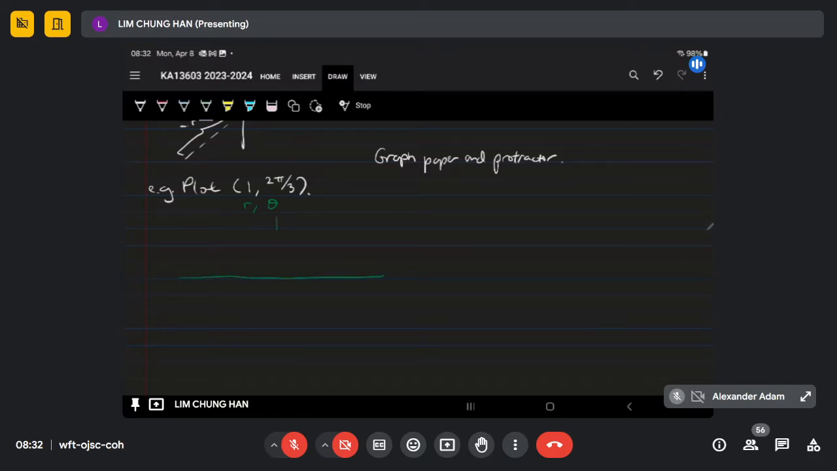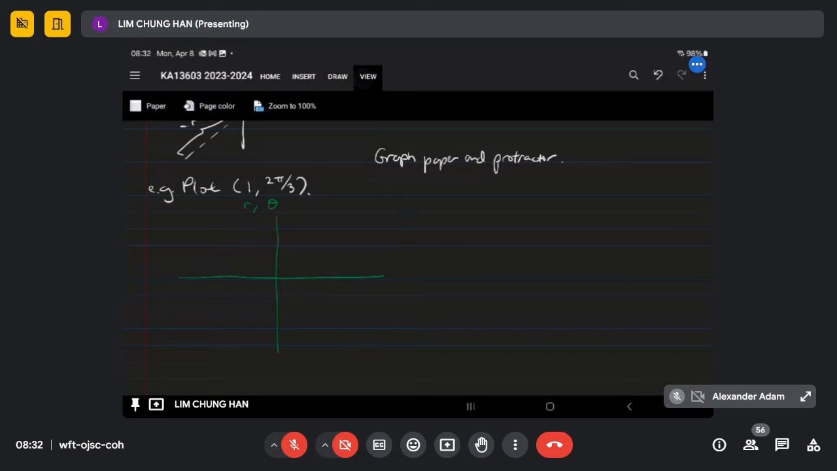The way you plot this is on your graph paper, you draw a straight line and you draw a vertical line. The straight line is 0 to 180 degrees. The vertical line is 90 degrees to 270 degrees. So you draw a horizontal and a vertical line. Next, you take your protractor out.